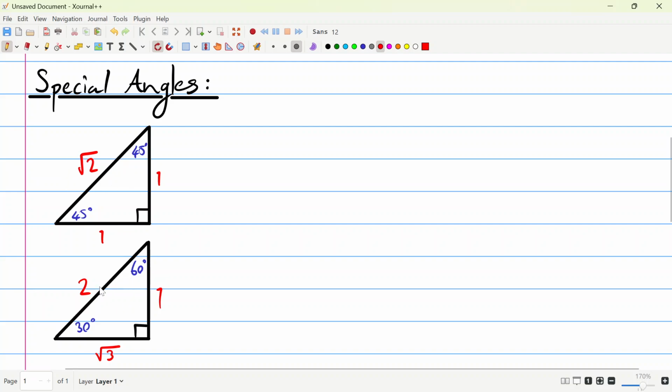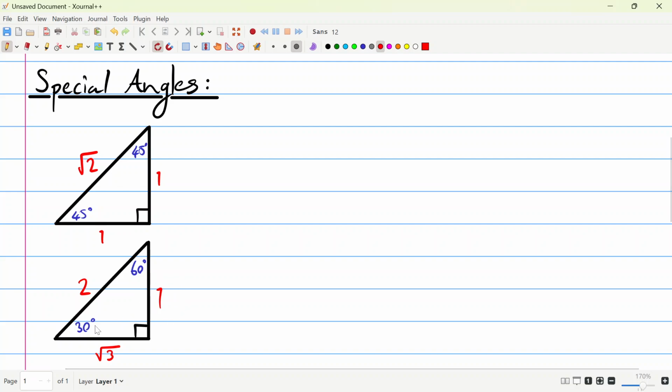The second triangle, we have 30 degrees and 60 degrees, but instead of root 2, now we have 2. Here we have 1 and root 3. Usually, students would forget where to put the root 3, whether they should put it by 30 degrees or 60 degrees, because when they're in a test or an examination, they're under a little bit of pressure and sometimes they'll forget which one.